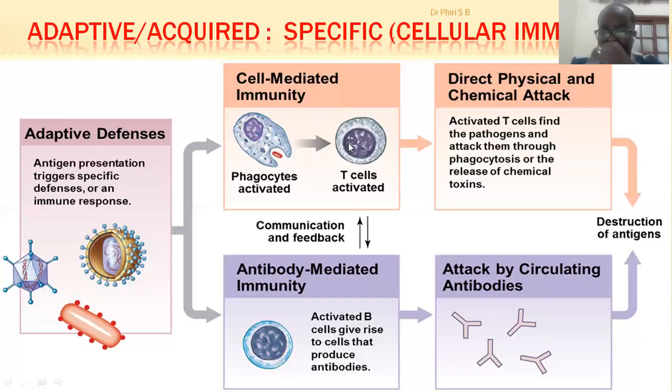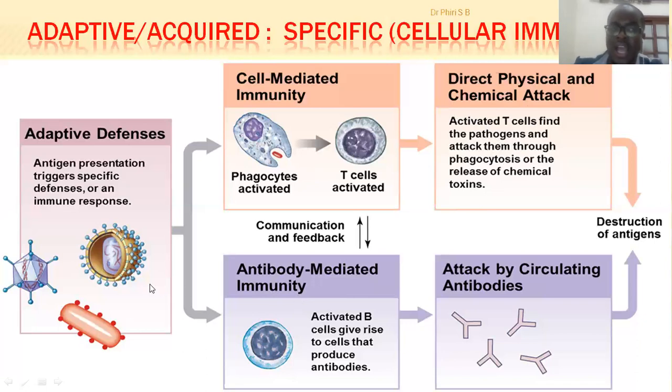So they are very direct. They are going to provide a direct physical and chemical attack to the microorganism. The activated T cells find the pathogens and attack them through phagocytosis and also release of chemical toxins. They're going to release toxins against the pathogen. Then they are also involved in phagocytosis. They know how this microorganism looks. It will go and attach to these microorganisms. They will release chemicals that will destroy the cells, and they can also phagocytose the microorganisms. That will result in destruction of the antigens that have been presented to them. Then also you have antibody-mediated immunity. This is more of humoral immunity.